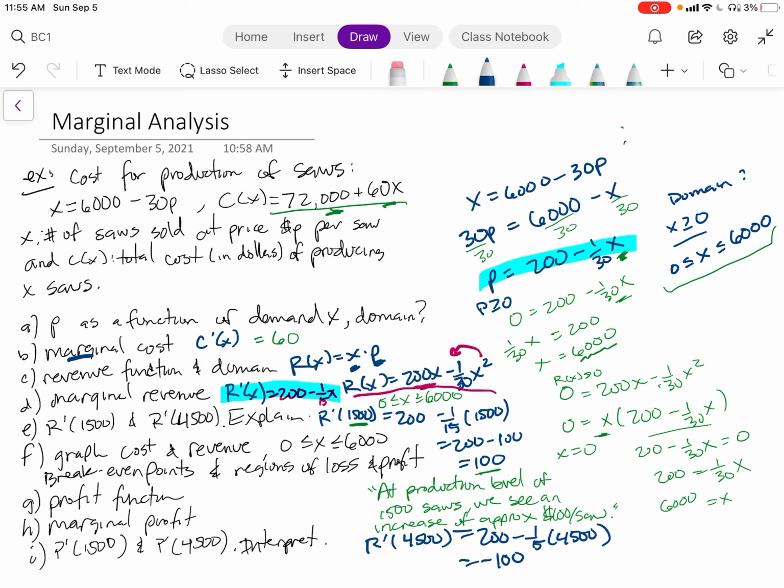So we don't want to produce that many, right? We start losing revenue. I mean, in the long run, it's all about profit, but I assume if we're losing revenue, we might be losing profit.